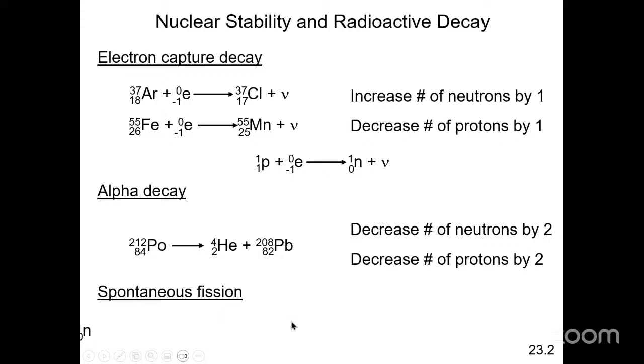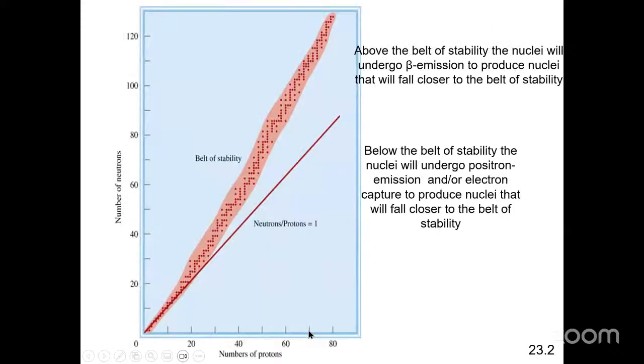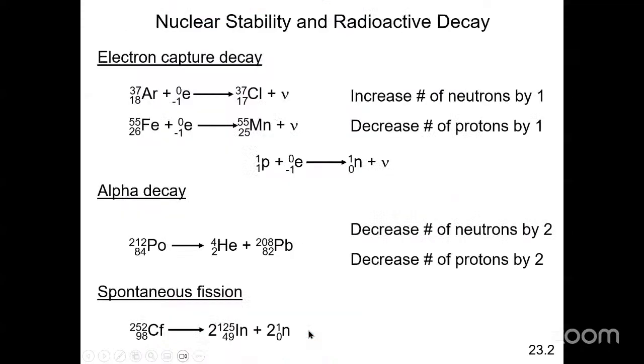And then in some cases, you might have what is called spontaneous fission. What is happening in these cases is that you have a larger nucleus undergoing a breakdown into smaller fragments, right? So this is what happens in the case of californium-252. When it undergoes spontaneous fission, it forms 2 particles of indium-125 plus 2 neutrons, all right? Now, basically, we can have situations where the nuclei will just spontaneously undergo a breakdown, a fission, or undergo a reaction with some other particle.